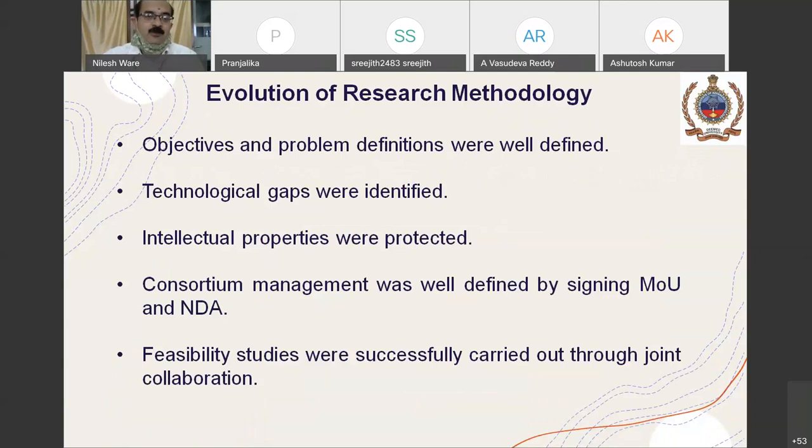So we had a good evolution of the methodology. The objective was well defined. Technology gaps were nicely identified, intellectual properties were protected, the provisional patent number had been approved, and consortium management was defined nicely in whatever MOUs and NDAs we had signed. The feasibility studies were successfully carried out through joint collaboration. And as a teacher, the best part was my 6 students who had been working with me, they are placed very nicely across the globe. As a teacher, I'm saying that part.